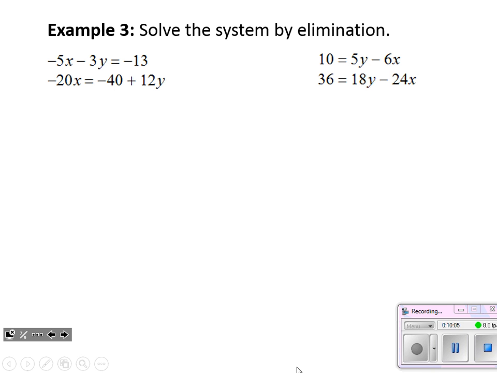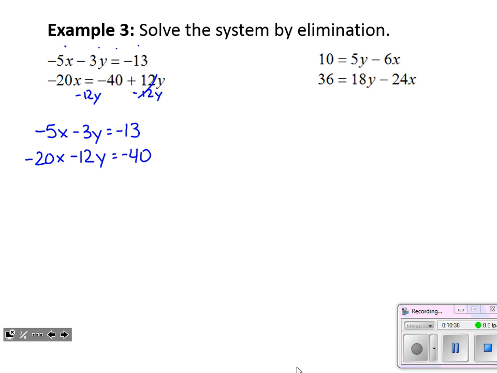But let's just get started. Let's dive right into this first example here and kind of refresh our memory. So the proper way, or what I should say, the standard way to set these up is to have your x term, your y term equals your number. So I'm going to go ahead and set up my second equation that way by subtracting 12y from both sides. And now I'm going to copy the entire system down. Negative 5x minus 3y equals negative 13. I didn't need to change that top equation. But now I've got negative 20x minus 12y equals negative 40 for my second equation.